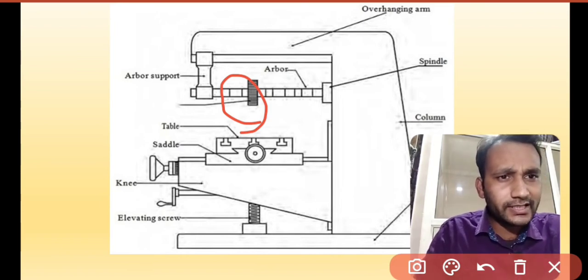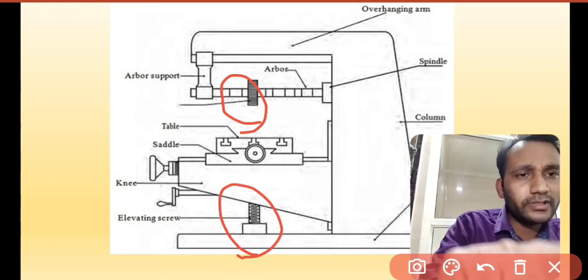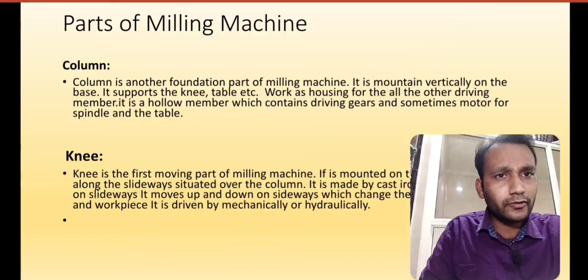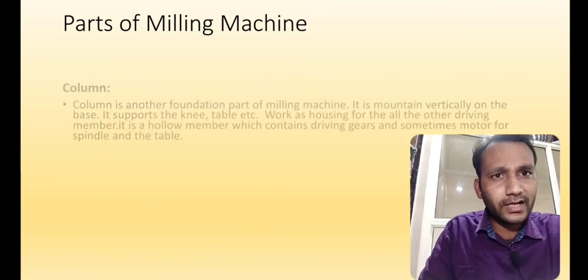Next you can see this is the elevating screw. Elevating screws are for supporting, and you can change the position of the knee up and down. So these are the components you have seen. Next I'll go through a few more things. So this is what we have seen, the parts.